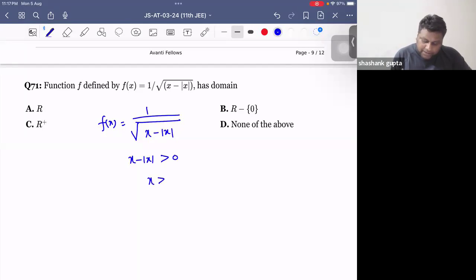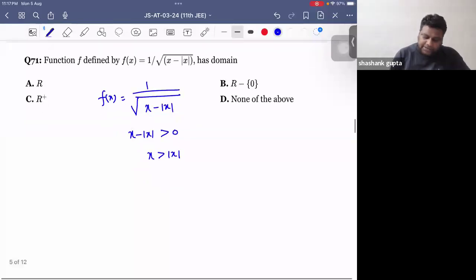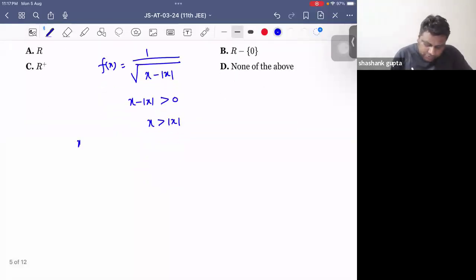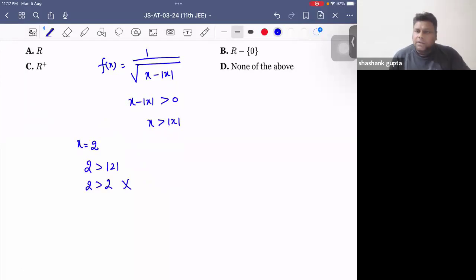Means x should be greater than mod x. Now see, if x is positive, x is always equal to mod x. So x cannot be positive. If x is negative, then mod x is greater than x. Am I correct? If I take a simple example, say x is 2, then do you say 2 is more than mod 2? Is 2 more than 2? No. So a positive number is not satisfying.